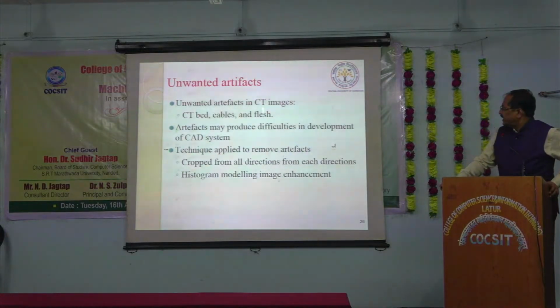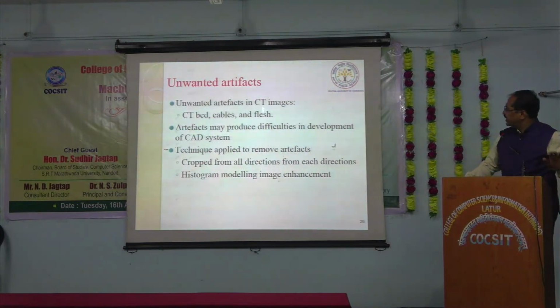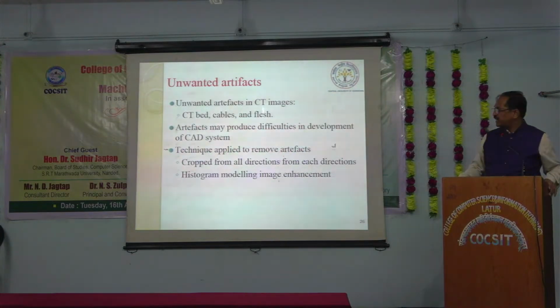Then we can see some unwanted artifacts. When we were collecting the data, we came across some images which contain unwanted artifacts and unwanted information, so we removed such images. What kind of unwanted artifacts did we face? We got the CT bed, and cables in between. In some images we got only the flesh part, with no bones visible. Such images we removed from our image database.